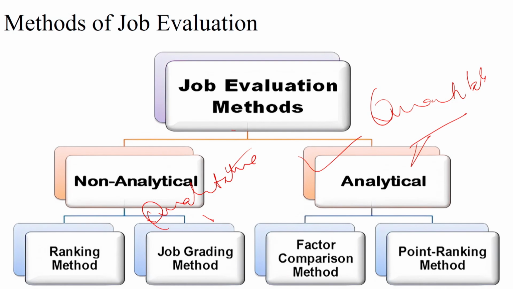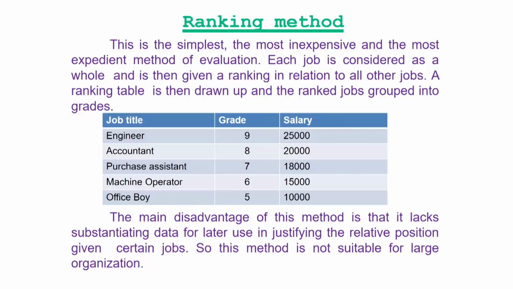At times when I am teaching the subject in class, I tell people how to remember the methods. For example, my name is Dr. Rakhi Gupta, so the initials are R and G. In the case of non-analytical or qualitative methods, you can remember them by ranking and grading. If you are able to remember one aspect, I am sure you will be able to understand the other one. So, let's take the methods one by one. The non-analytical methods are the ranking method and the grading method. Then we have factor comparison and the point ranking method in the second group.